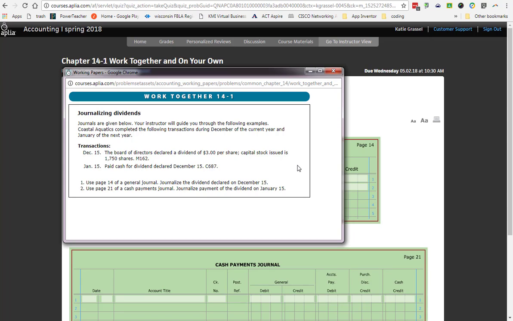And then in the future, you're actually going to pay it, and it's not going to happen on the same date. That's really what we're looking at for Section 14.1 right now: declaring and paying dividends, which is 2 journal transactions, which is why we're going to get through 2 sections today within our chapter. So our directions read, we're working for Coastal Aquatics, and we're going to complete transactions during December of this year and January of next year.